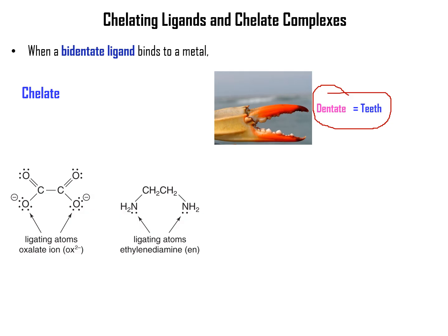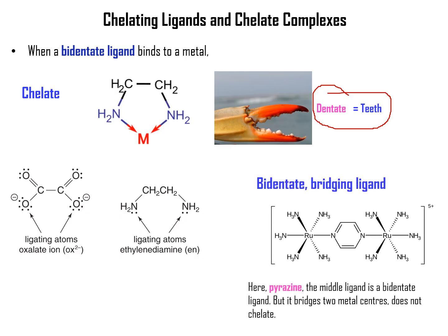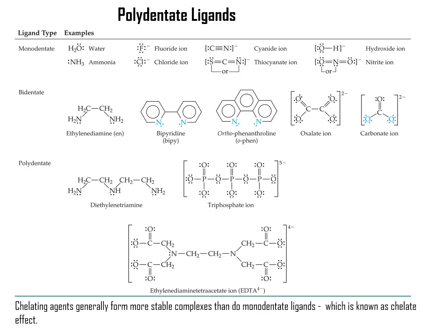When it connects to two metals, it is not a chelate ligand. A bidentate ligand may either chelate one metal center or bridge between two metal centers. Let's say pyrazine is a bidentate, but when it connects two metal ions, it acts as a bridging ligand rather than a chelating ligand. We are showing here some examples of bidentate and polydentate ligands.